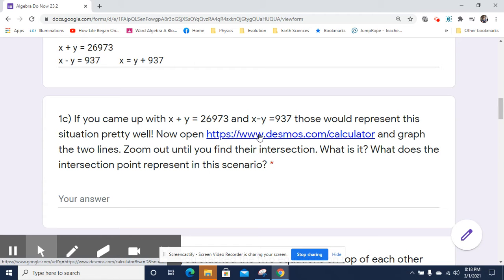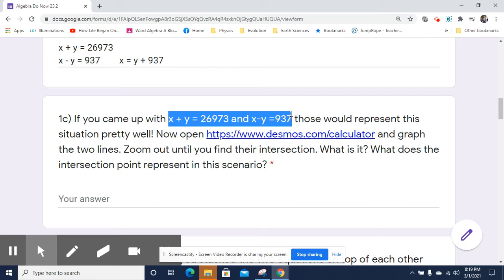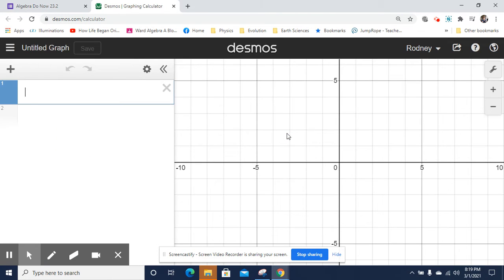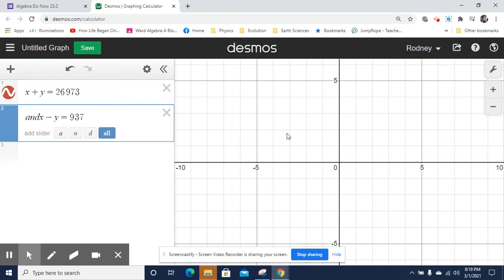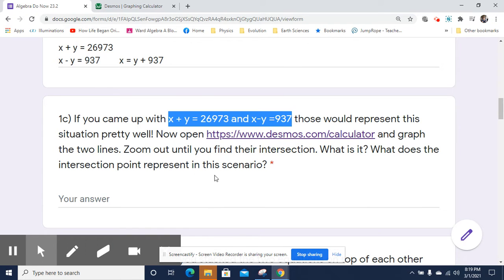So let's open up Desmos. I'm going to copy paste all of this real quick. In Desmos, I'll plop that there, and I'm going to get rid of that. I'll plop that there and get rid of my "and." Okay, now I have two equations. And what I'm asking you to do is graph them and then zoom out to find their intersection.